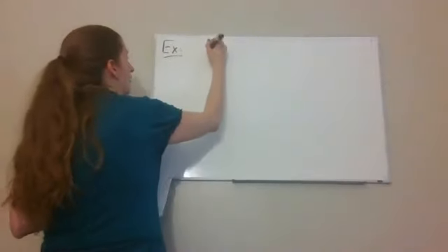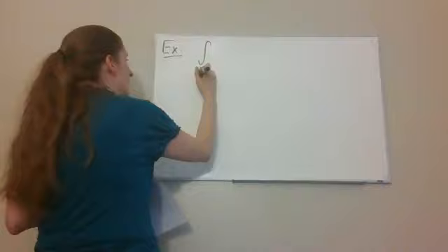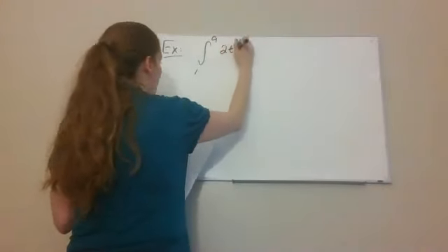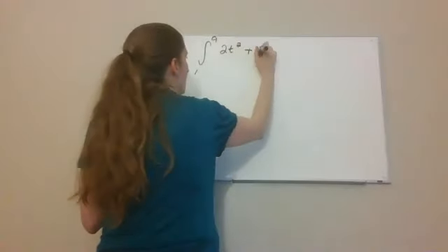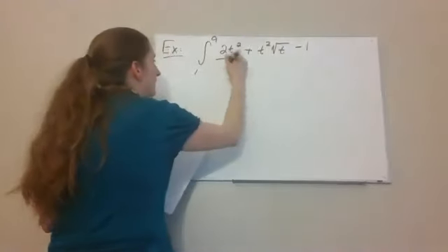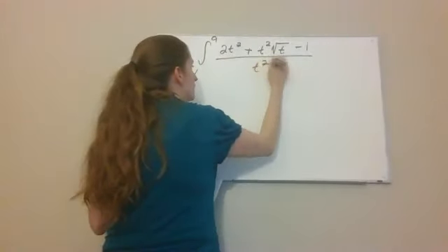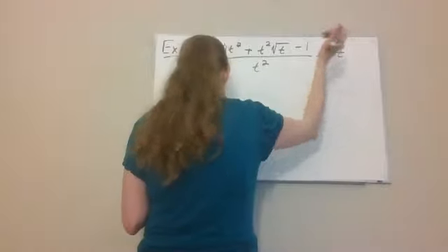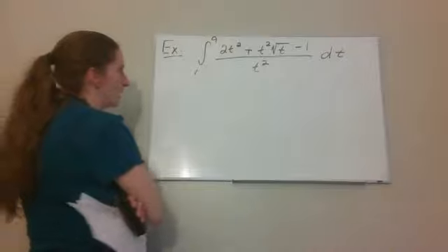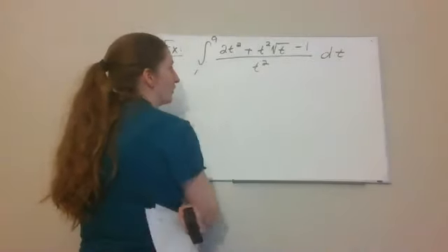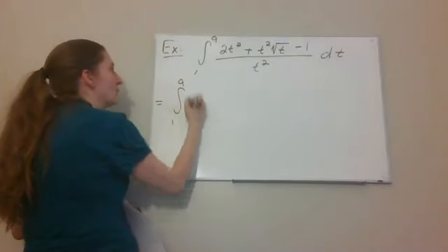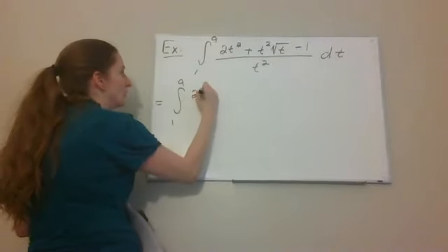This one's going to be our hardest one so far. An integral from 1 to 9 of (2t squared plus t squared square root t minus 1) over t squared dt. And I would suggest that we solve this one by splitting it into 3 different fractions first, because we should hopefully be able to simplify with our power rule.